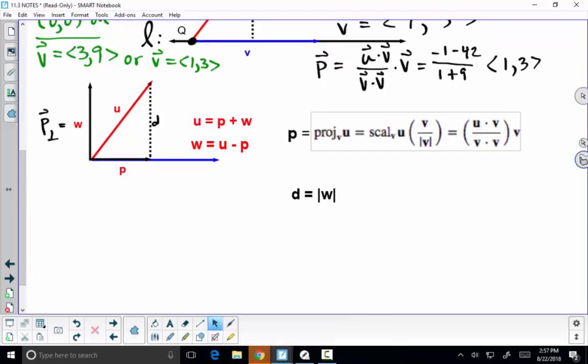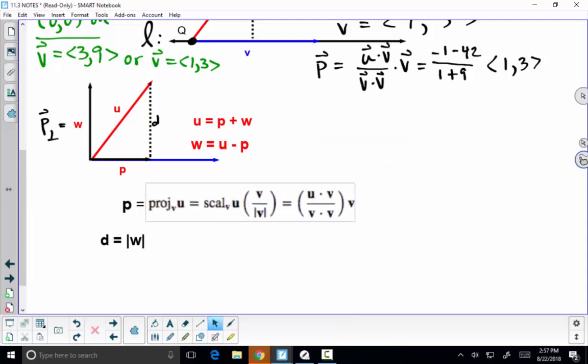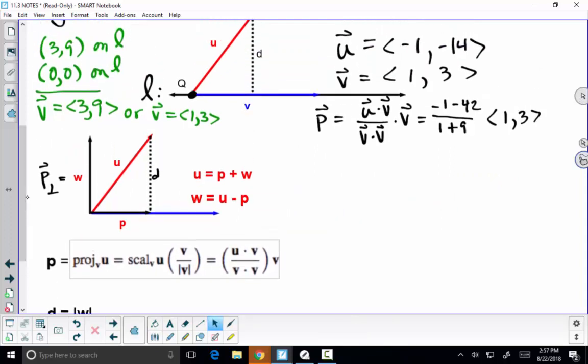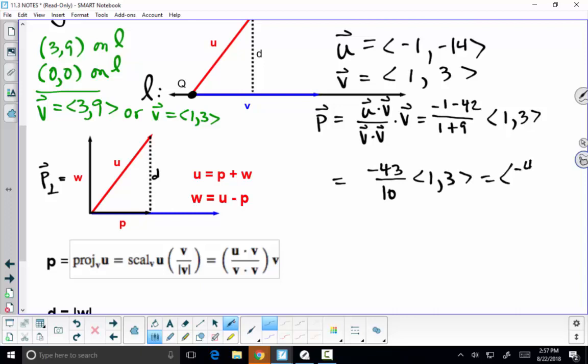I'm just going to move these out of the way. Put them over here. All right. So vector p is going to be minus 43 divided by 10 multiplied by (1, 3). So that's going to be negative 43 tenths, comma, negative 129 tenths. I think. Yep. So that is our vector p.